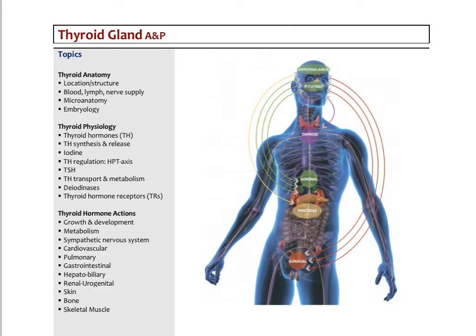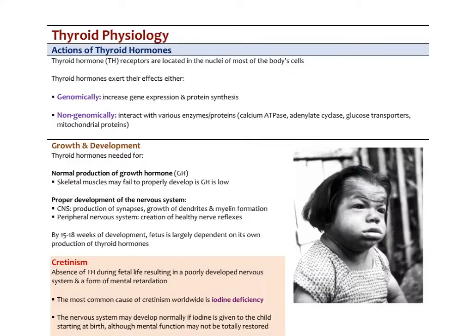In this final video on the thyroid gland anatomy and physiology, I'm going to explore how thyroid affects different tissues, metabolism, the sympathetic nervous system, and then go through each organ system and look at the specific thyroid effects. So at the end of the last video, we looked at thyroid hormone receptor.